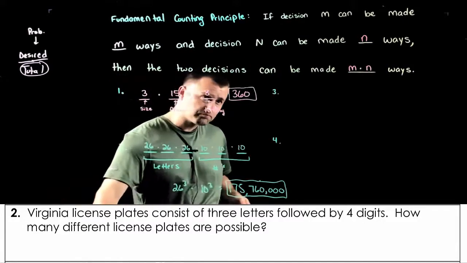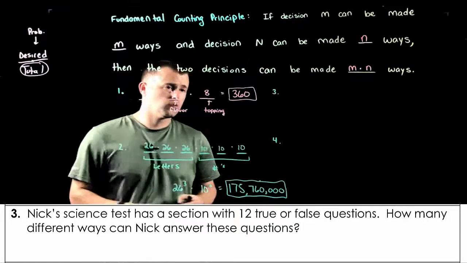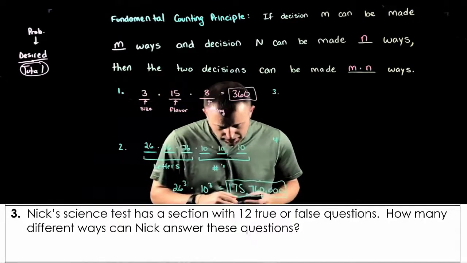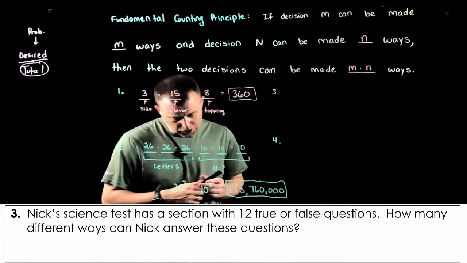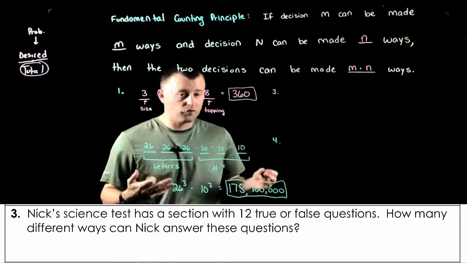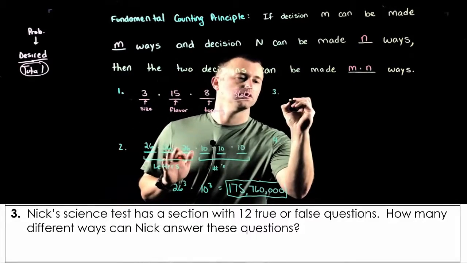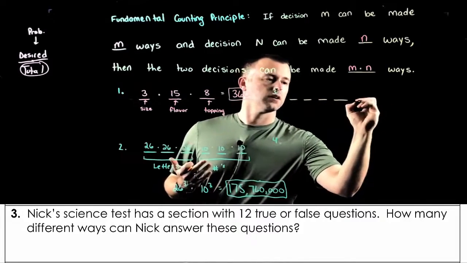So moving on, number 3. With this one, Nick's science test has a section with 12 true or false questions. So how many different ways can Nick answer these questions? So we have 12 questions. Now this might seem a little long. You don't have to do this every time. But we have 12 questions.